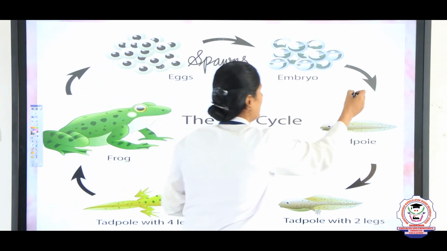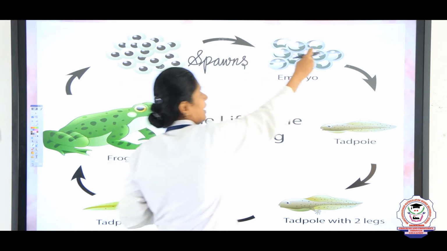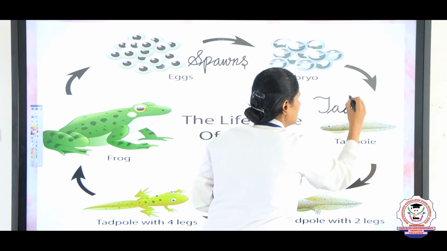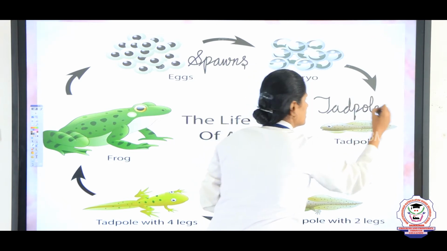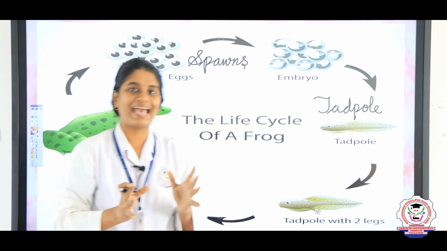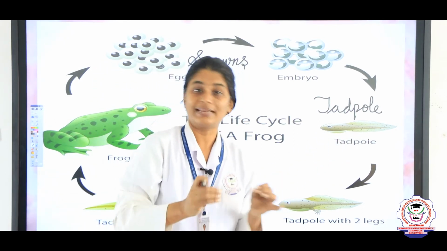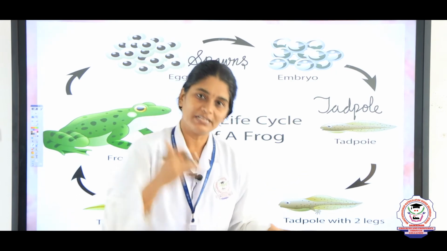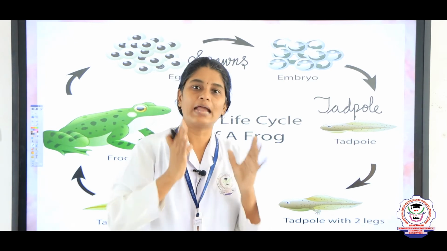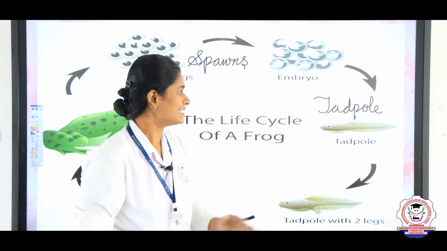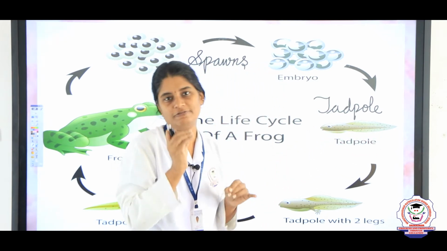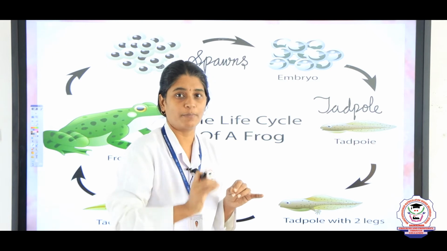From the egg you can see the embryo inside. From the embryo the tadpole comes out. The tadpole is the younger form of the frog, okay. It looks like a fish, it breathes under the water, and it cannot live outside the water. It lives inside the water and breathes through gills. Just as a fish breathes, the tadpole also breathes with the help of gills, and it has a tail-like structure. It looks like a small fish, but it is actually a younger form of a frog.